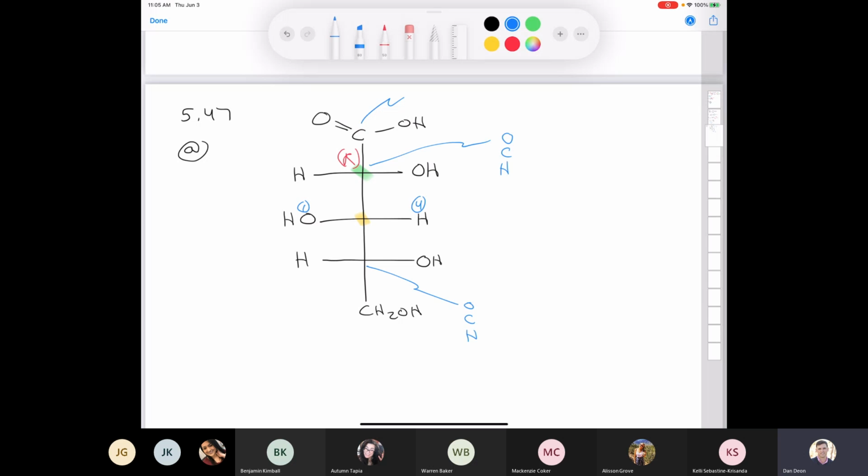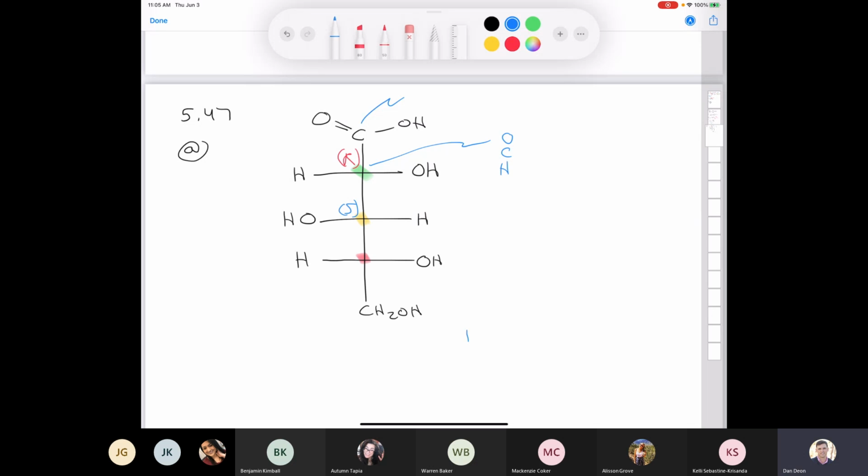This is oxygen, oxygen, oxygen, and this one is not. So that means that this is going to be the second highest priority. This would be third. We go from 1 to 2 to 3, which is clockwise. We flip it. And so this stereocenter would be S. Okay, I'm just going to erase some of this spinach here. There we go. And then if we look at the last one, I'll use the red highlighter for the last one.